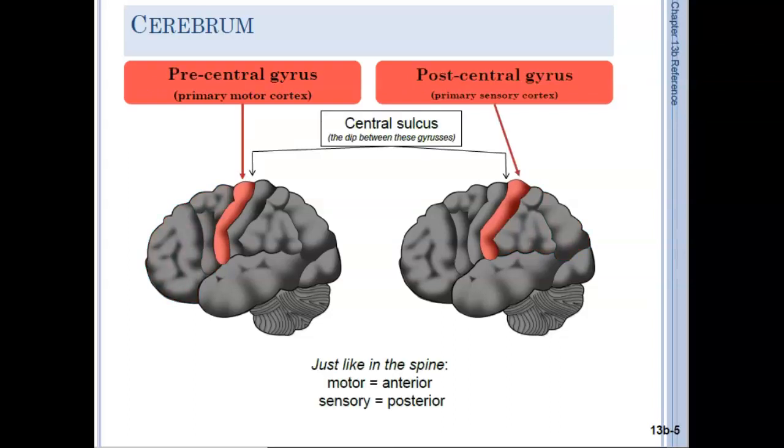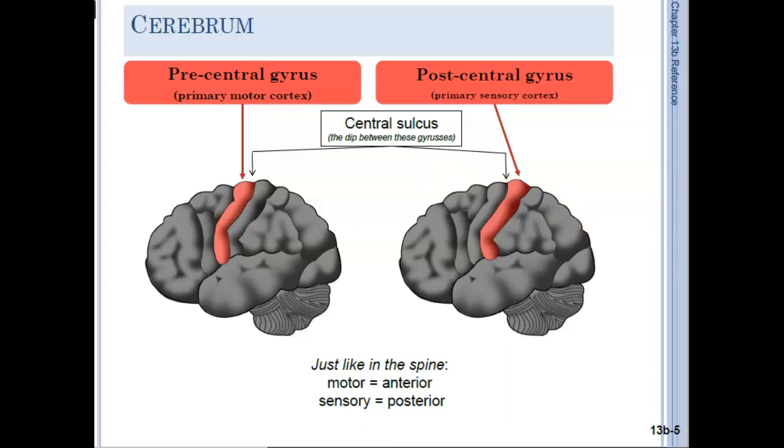There are 2 main gyri located in the cerebrum. So we're going to start with the precentral gyrus, which is the primary motor cortex. And ultimately, this part of the brain is the part that controls all of your movement. So the cells here each correspond to a part of the body, and then it controls its movement.